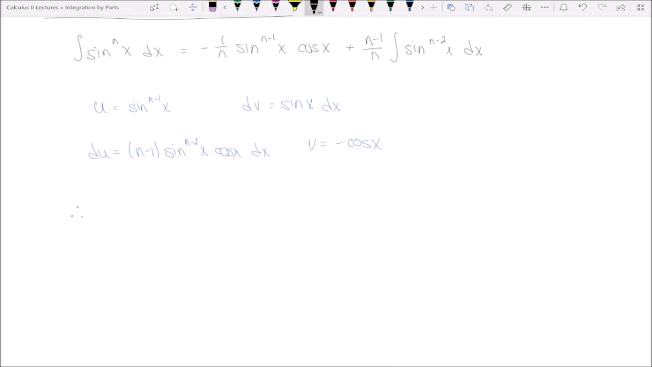So using integration by parts, what we get is the antiderivative of sine to the n of x dx is equal to negative sine to the n minus 1 of x times cosine of x, right? That's u times v. Then we want minus the antiderivative of v du. So this will become plus, right? Because v is negative. Let's factor out that n minus 1, antiderivative sine to the n minus 2 of x times cosine squared of x dx.